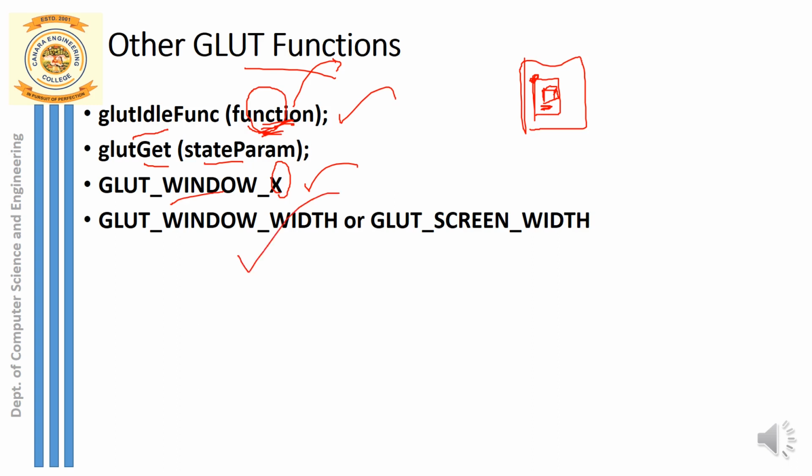One more parameter I can pass is GLUT_WINDOW_WIDTH, or another parameter, GLUT_SCREEN_WIDTH. This is the width of the display window, or it can be the width of the entire screen. That will be returned if I call the function glutGet by passing the parameter GLUT_WINDOW_WIDTH or GLUT_SCREEN_WIDTH. These are the other OpenGL functions. I hope all these functions are clear, and I request all of you to practice them with the help of a suitable OpenGL program.